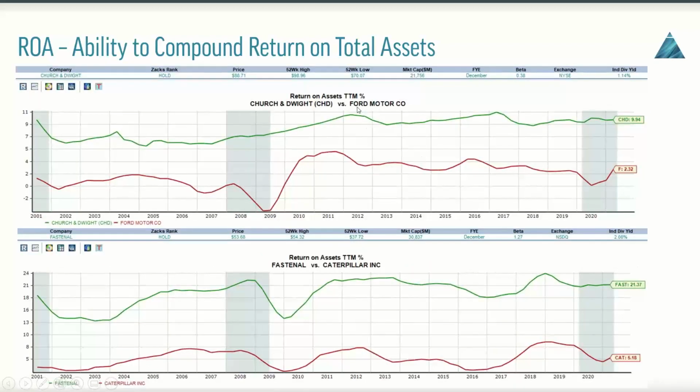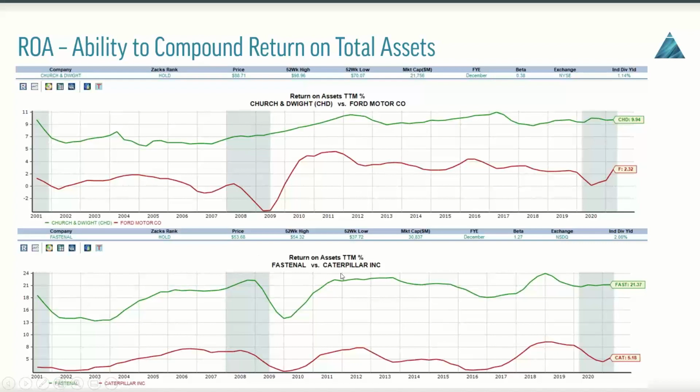Just some other ones that are interesting. Church & Dwight, we talked about. Ford, we obviously know. Return on assets for Ford, obviously very capital intensive, very low return on assets at 2.32. Church & Dwight at 9.9. This isn't a 1 quarter, 1 year anomaly. This is for the last 15, 20 years.